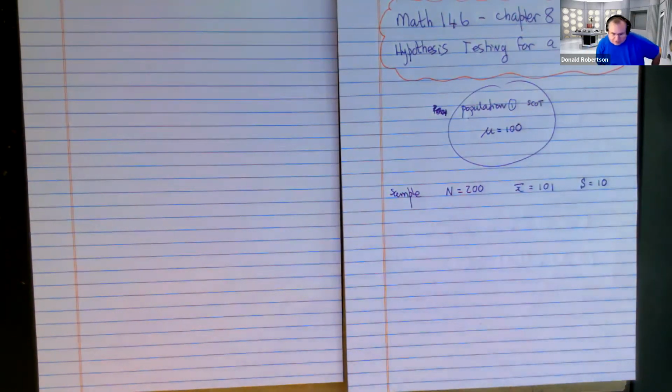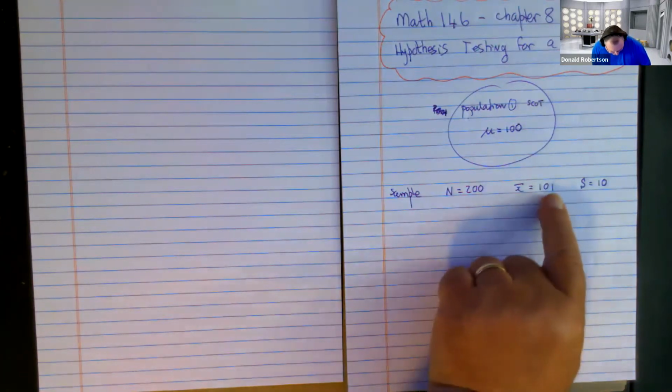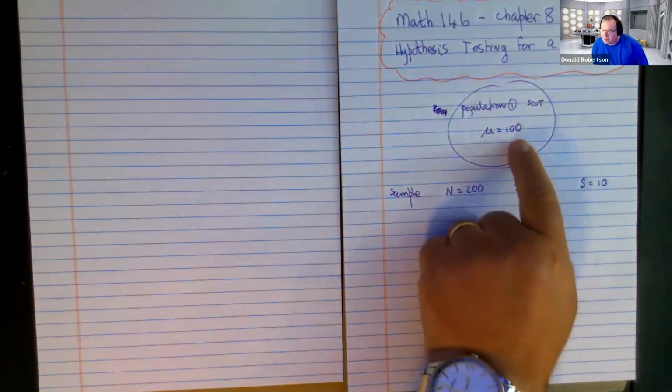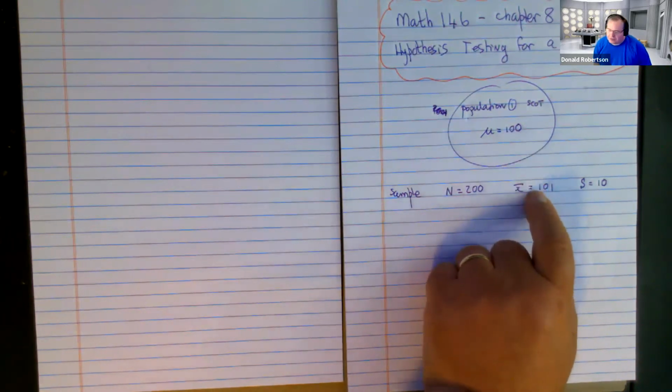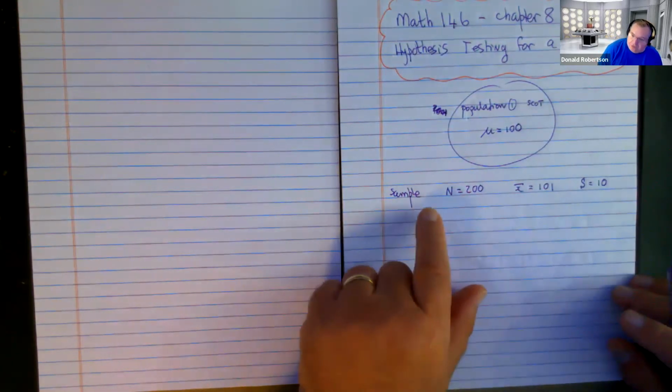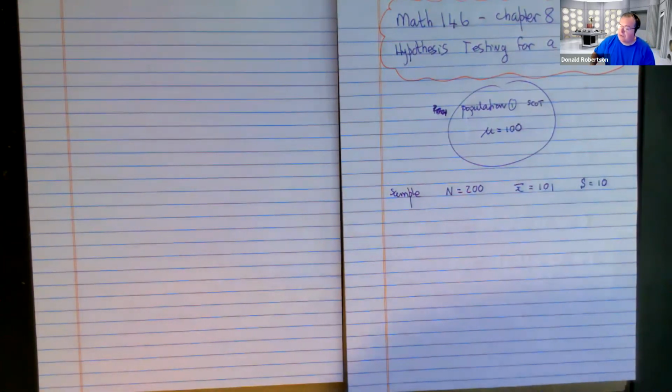Now, if we look at it superficially, there is some evidence that the IQ has increased. Agreed? It's bigger, right? Used to be 100. This sample has said it's maybe a little bit bigger. And that's what we're trying to see. Is there enough evidence to prove that Scottish people have increased their IQ since 20 years ago?